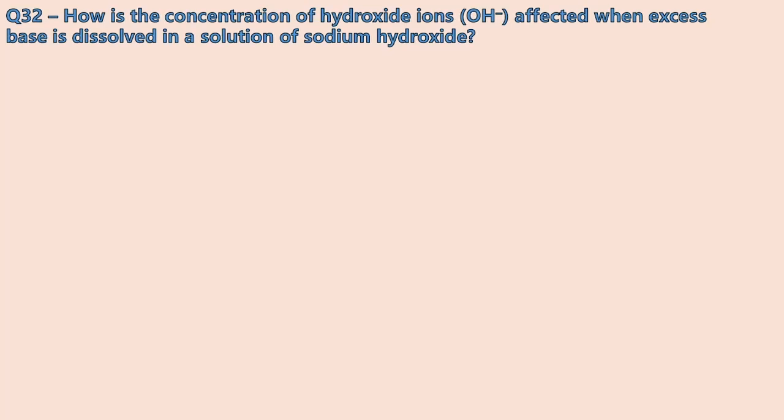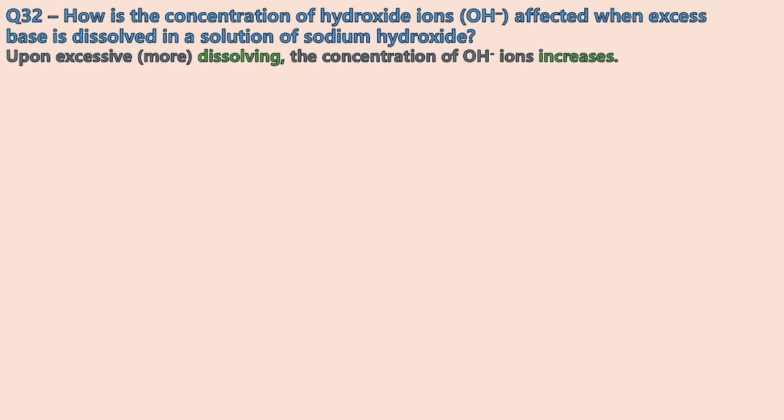How is the concentration of OH minus ions affected when excess base is dissolved? See, the base is made up of OH minus. OH minus is what gives a solution its basic qualities, right? And when more and more sodium hydroxide you dissolve in water, the more and more ions you will create, so that will make the solution more and more basic. So upon dissolving more sodium hydroxide, the concentration of OH minus ions increases.